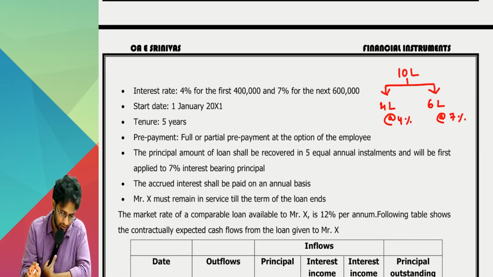Starting date is given as 1st Jan 20x1. Life is 5 years. Prepayment can be done anytime at the option of the employee. The principal amount of the loan shall be recovered in 5 equal annual installments.